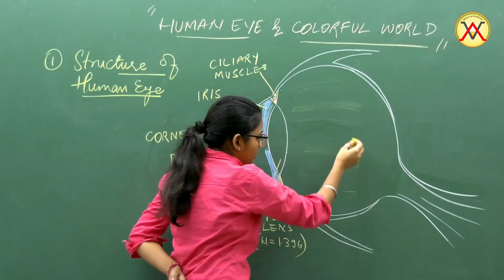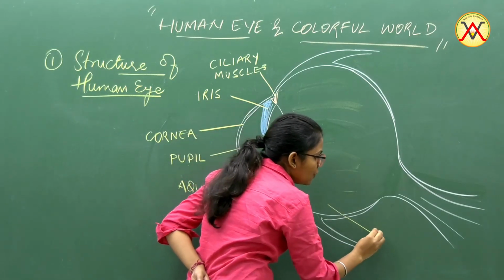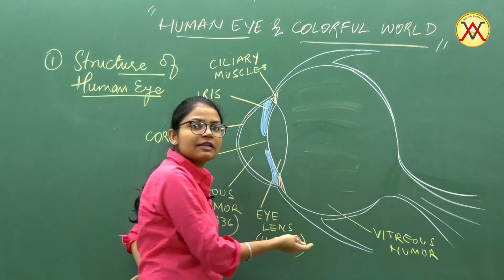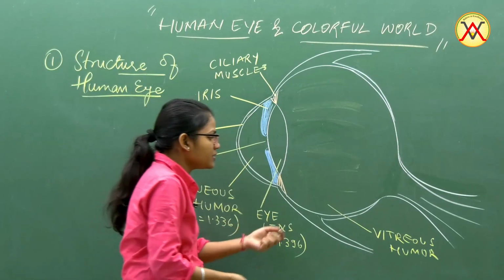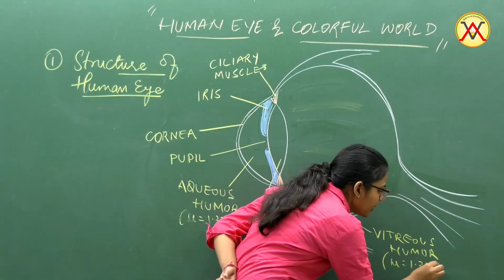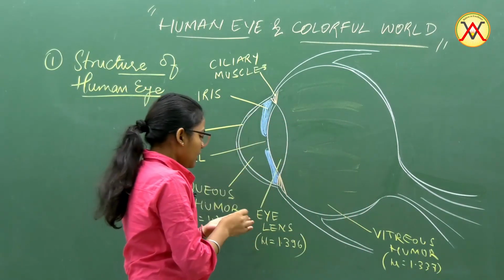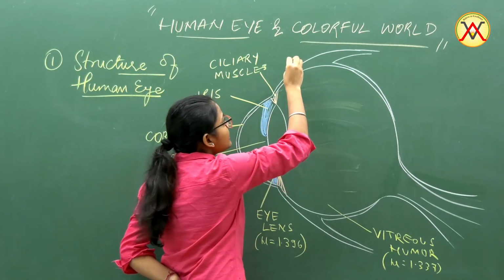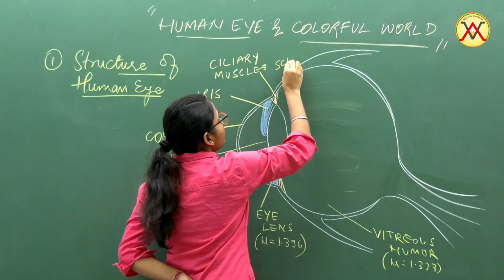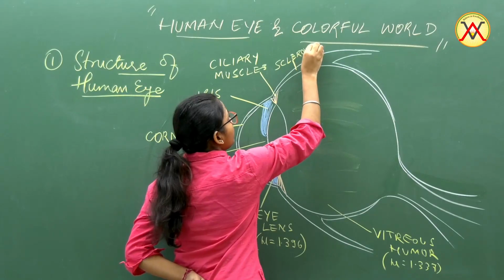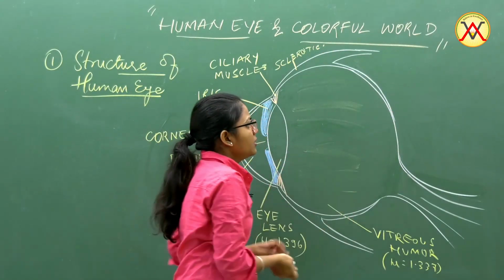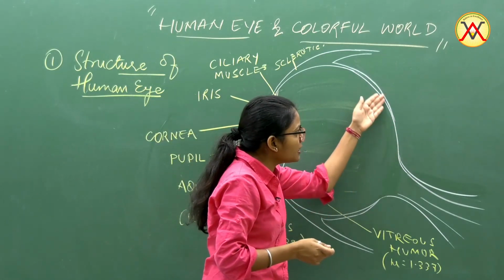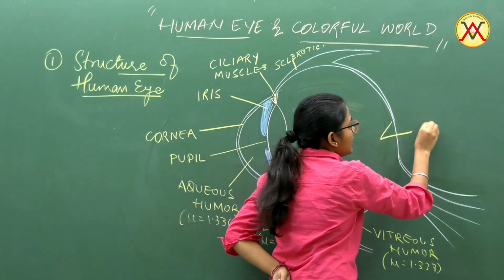Now, what about this part? This part of the eye is filled with another jelly-like substance which is known as vitreous humor. Again, its refractive index is almost the same as the refractive index of your aqueous humor, but there is a slight variation, 1.337. Now, this outermost part, the white part that you see of your eye, is known as sclerotic. Coming to this inner side portion, where whenever light rays come, they get focused on this part. This inside part is known as retina.